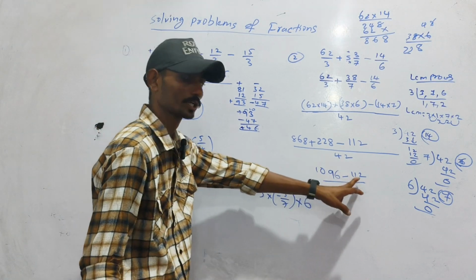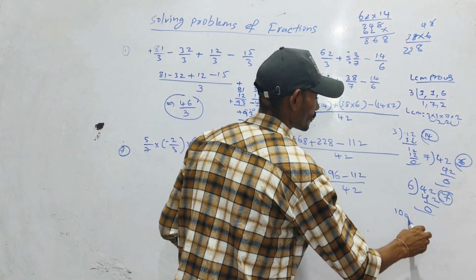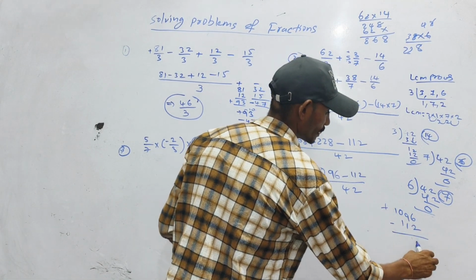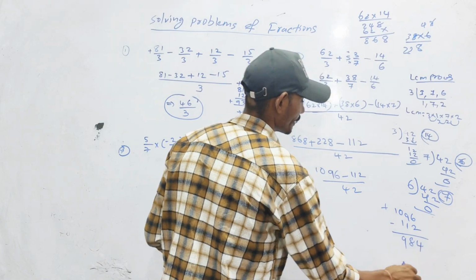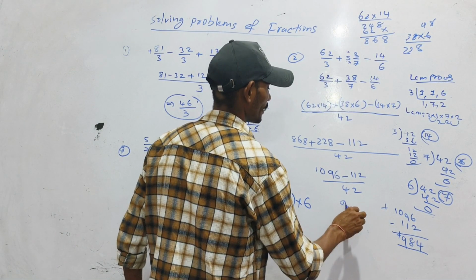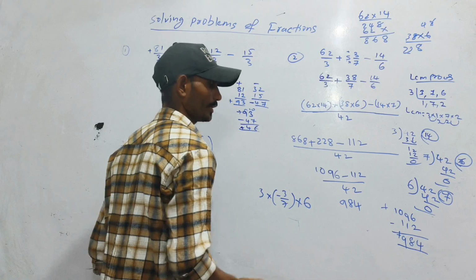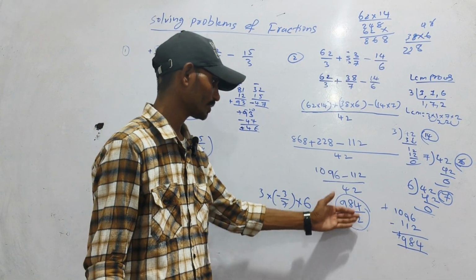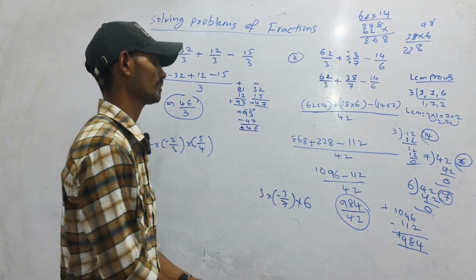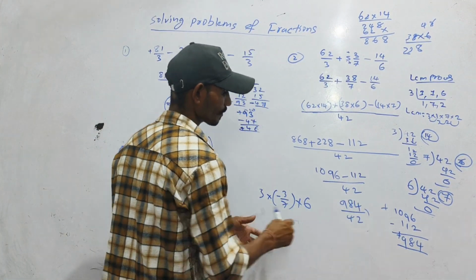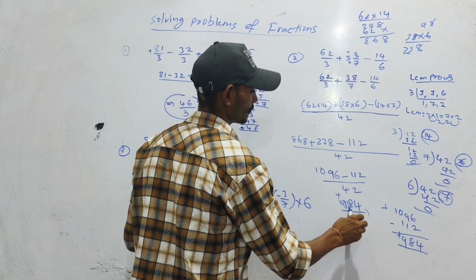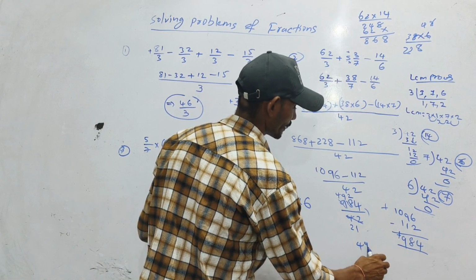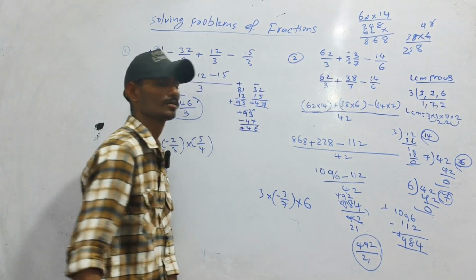One is positive, one is negative, so you should subtract. 1096 is positive, 112 is negative, so subtract. This is the positive bigger number. So 984 by 42 is the answer. Or you can simplify, since these two numbers are divisible by 2. As you wish, you can simplify: 492 by 21. This is the answer.